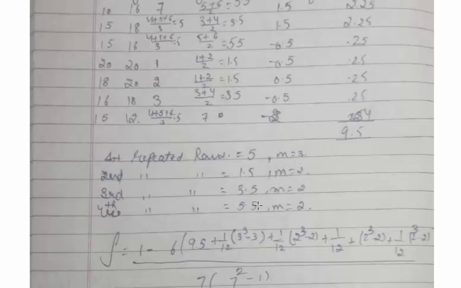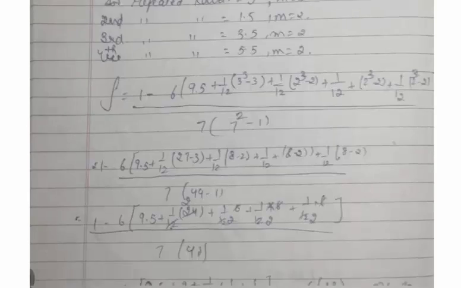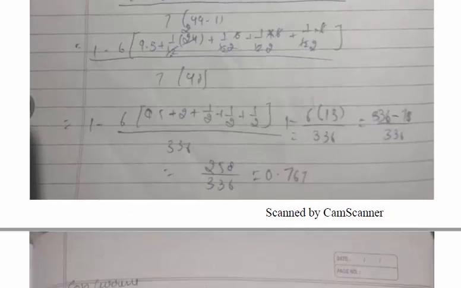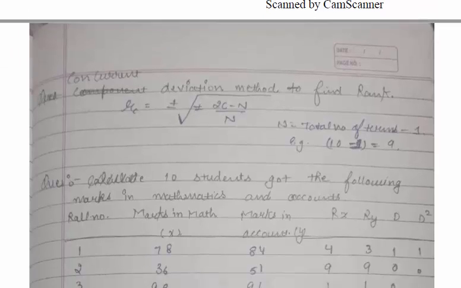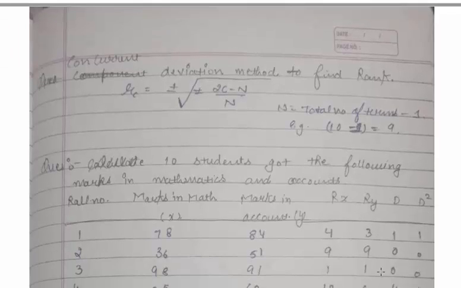Value of M is 2. Next, 3.5 is repeated 2 times. Value of M is 2. Next, rank 5.5 is repeated 2 times. So the formula is 1 minus 6 times 9.5, first we put the value of M as 3, then 2 and 2. After simplification we get our answer as 0.767. Next we discuss the concurrent deviation method to find ranks.